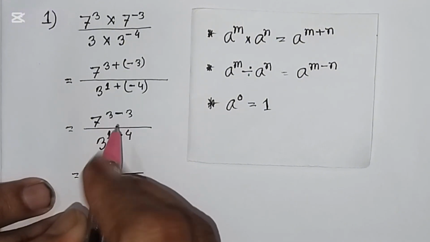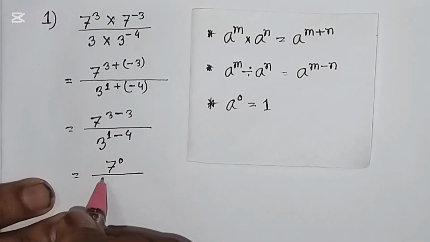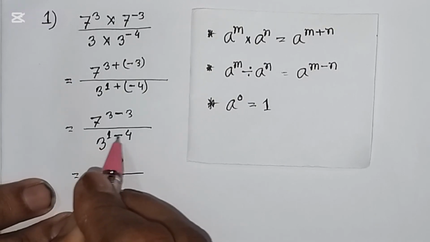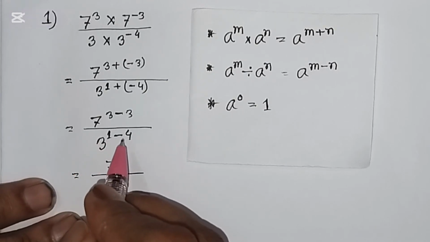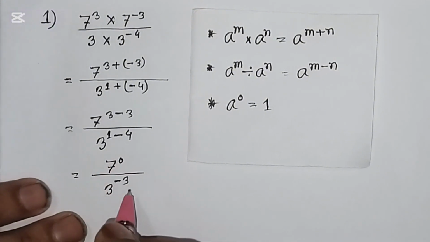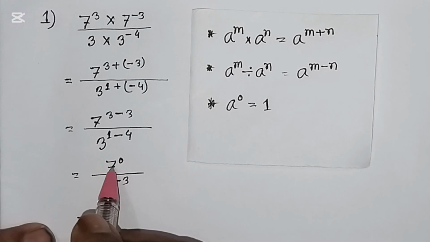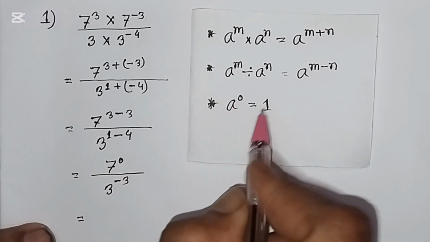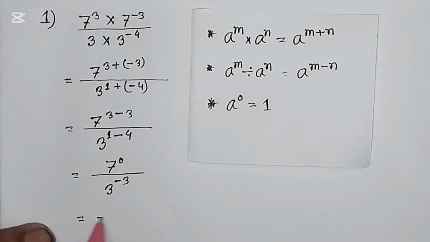The subtracted value of 3 minus 3 equals 0. Then the subtracted value of 1 minus 4 equals minus 3. On the numerator side, we apply this formula: a power 0 equals 1. So 7 power 0 means 1.